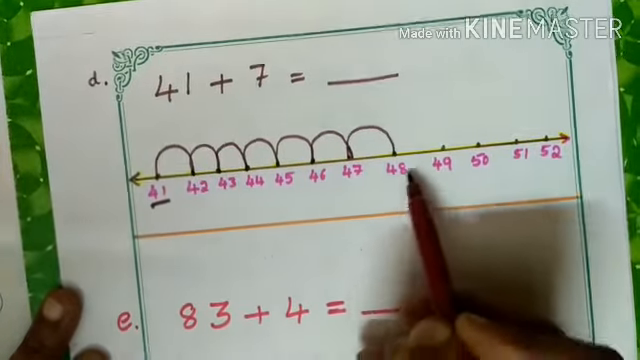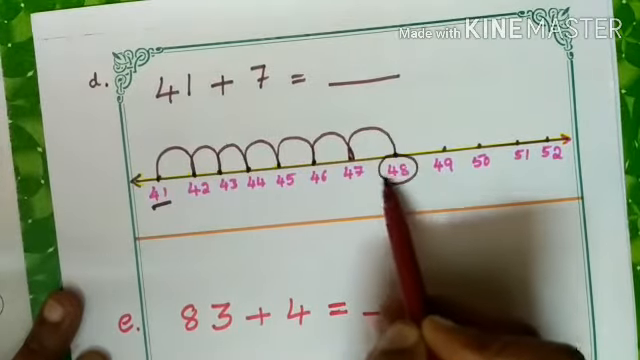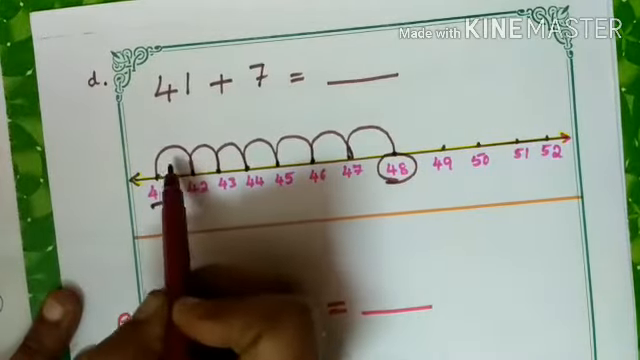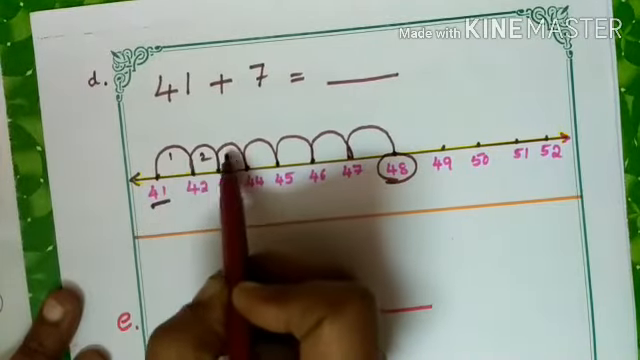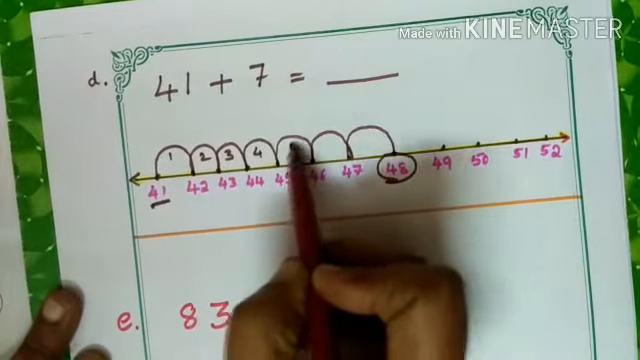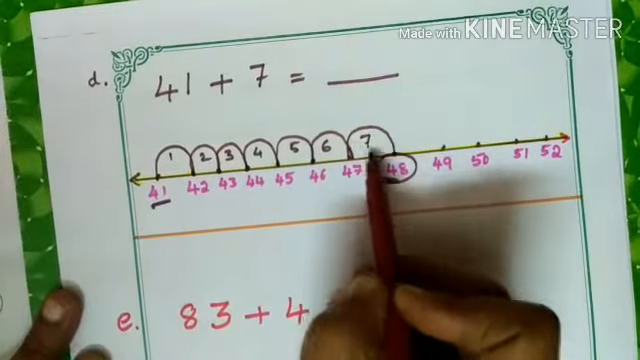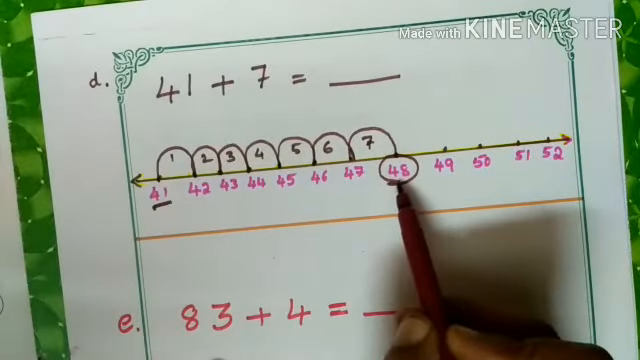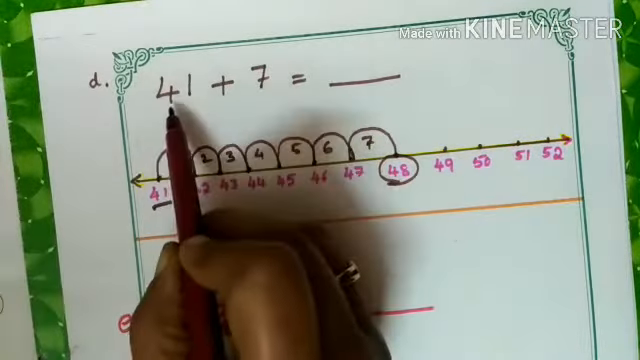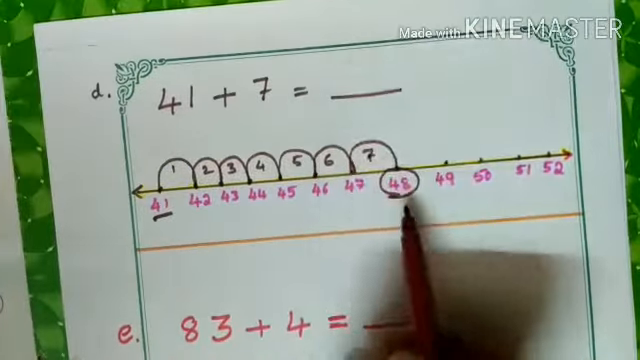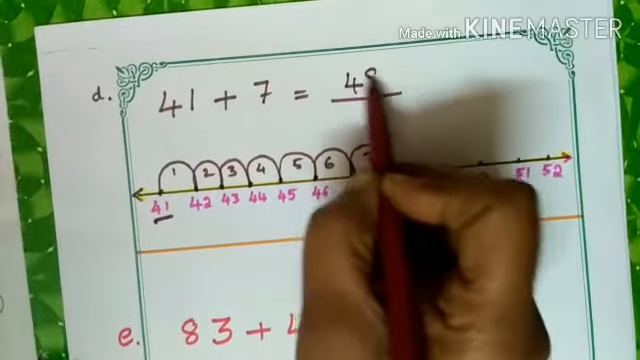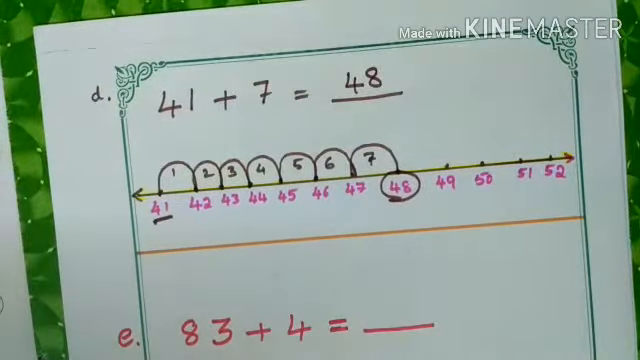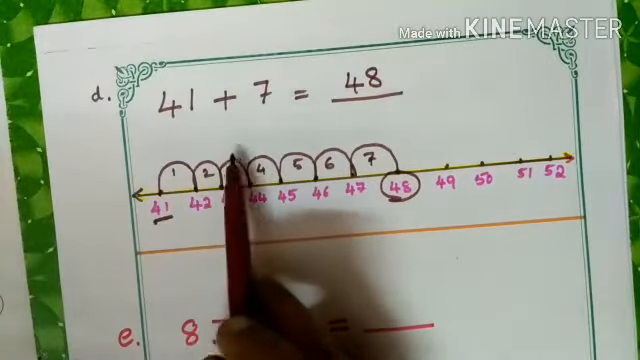Now we reached 48. Circle it, 48. Now let us write here 1, 2, 3, 4, 5, 6, 7. Yes, we jumped 7 steps only. We have counted correctly. Now 48 is the correct sum. 41 plus 7 equals 48. The sum is 48. This one also we will check.